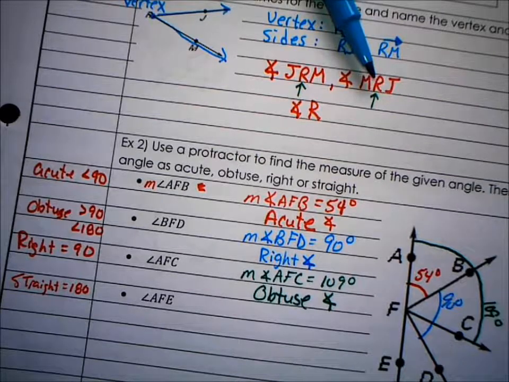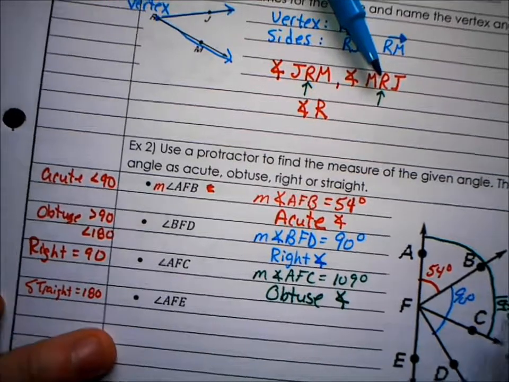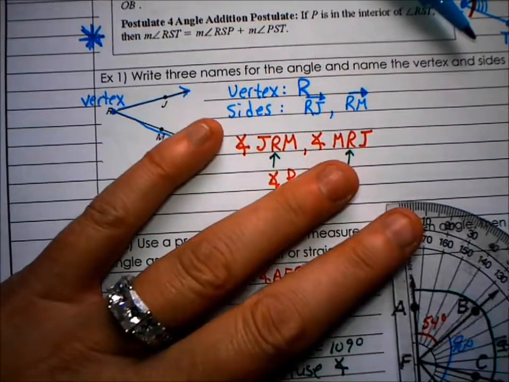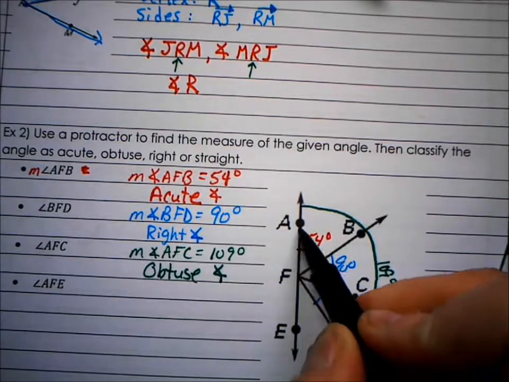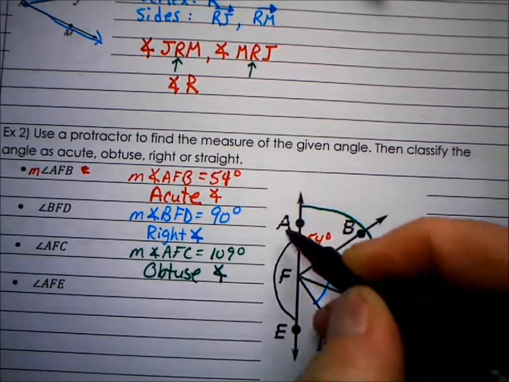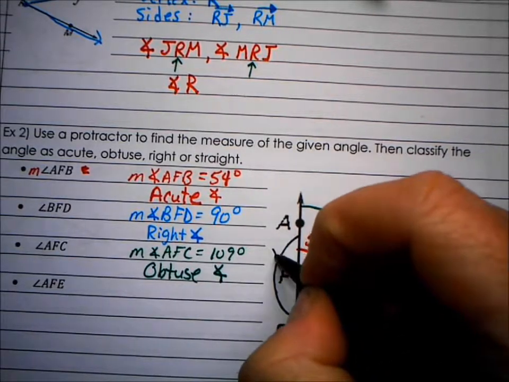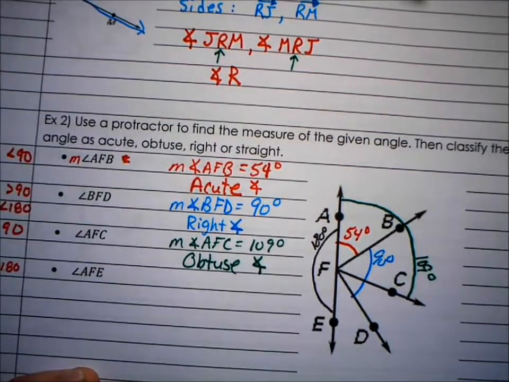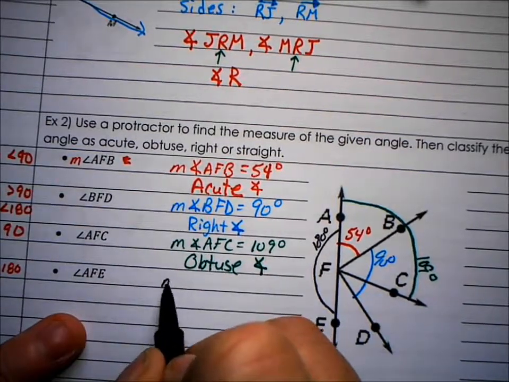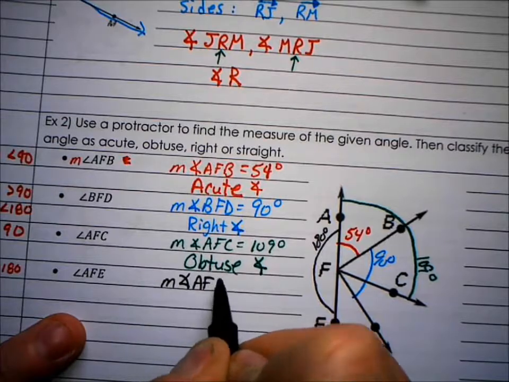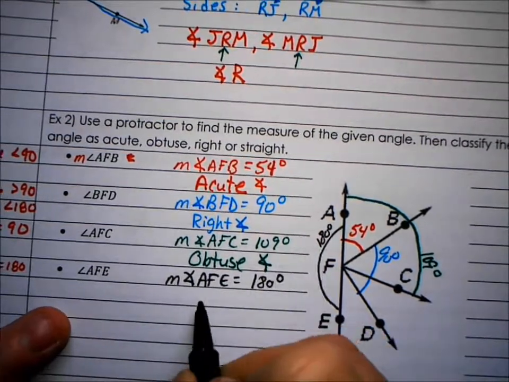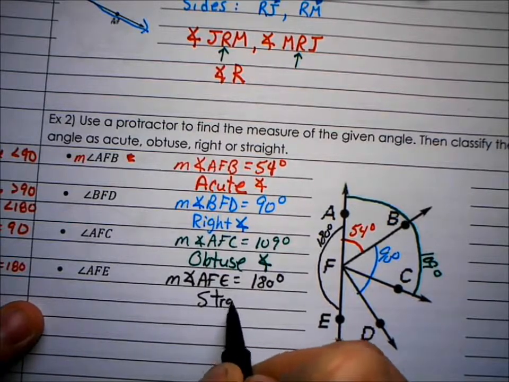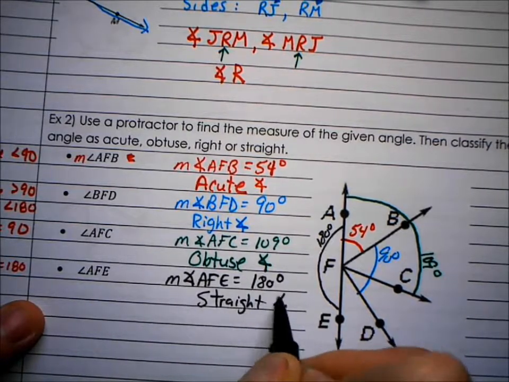Okay, and then the last angle on this example is AFE, which well, I don't even need my protractor for that, because AFE is this angle, which is a straight line, which has to measure 180 degrees. So I know that the measure of AFE equals 180. If it's 180 degrees, it is called a straight angle.